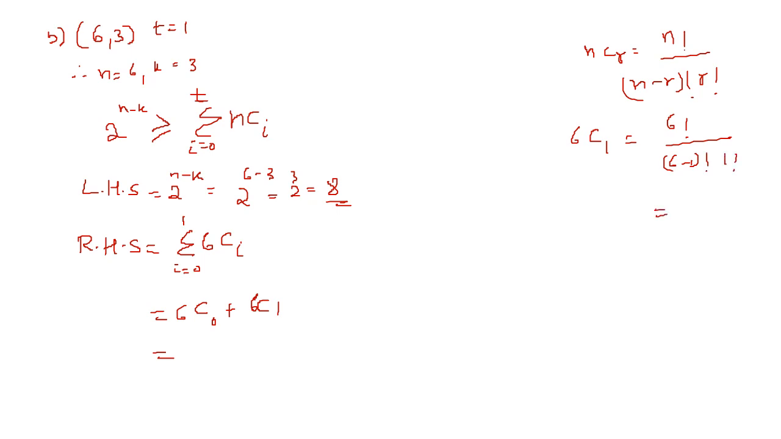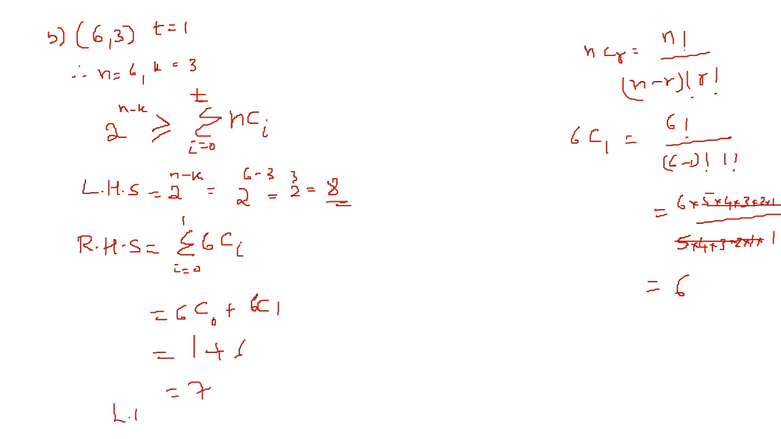6 factorial is 6 into 5 into 4 into 3 into 2 into 1, and 6 minus 1 is 5. So 5 into 4 into 3 into 2 into 1, and 1 factorial is 1. Finally all these terms get cancelled out, and we are going to get 6C1 as 6. Similarly we can do it for 6C0. For 6C0 we get 1, plus 6C1 which is 6. So it is equal to 7.